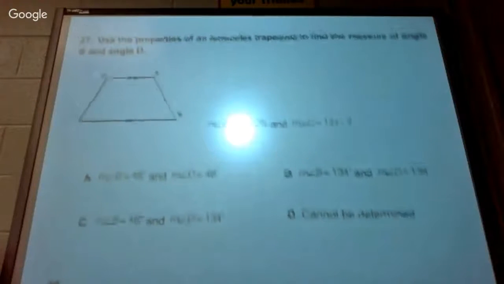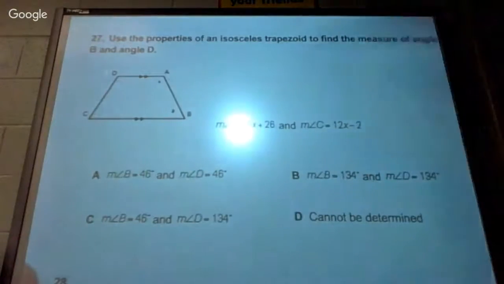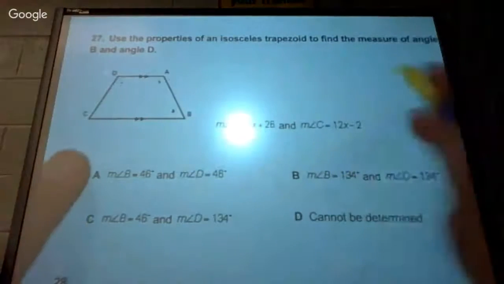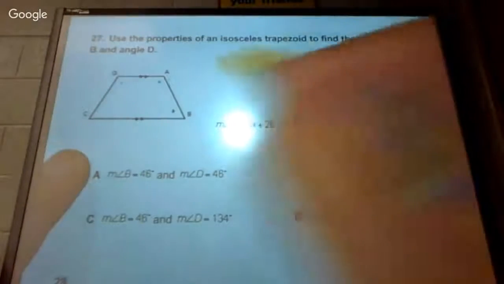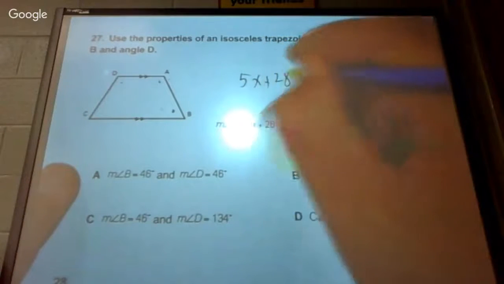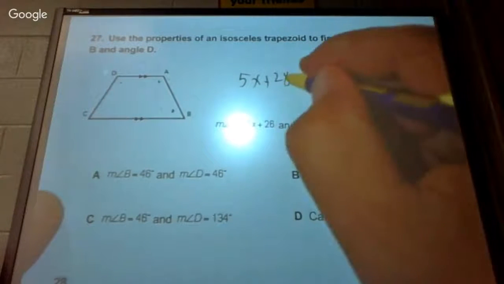27. Use the properties of an isosceles trapezoid to find a measure of angle B and D. These two add up to 180. These two are actually 180 as well. So B is, so 5x plus 28, is that an 8 or a 6? 6.